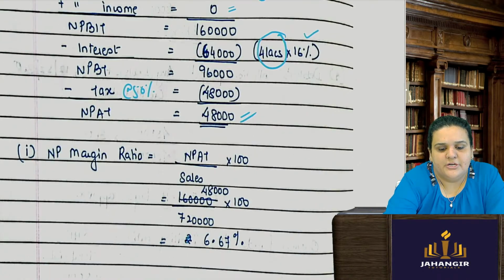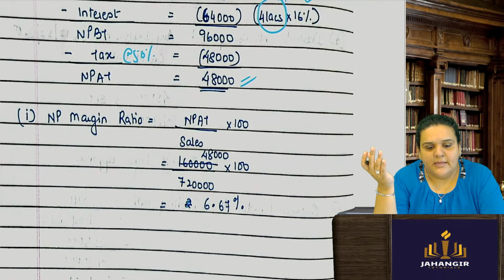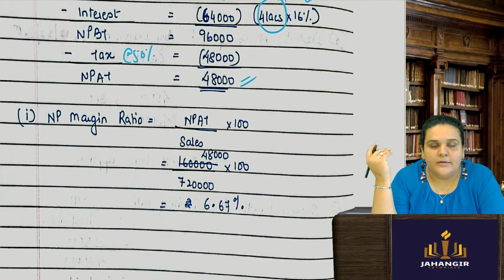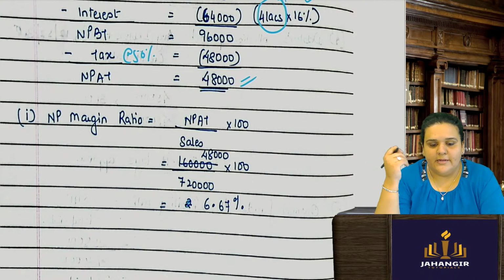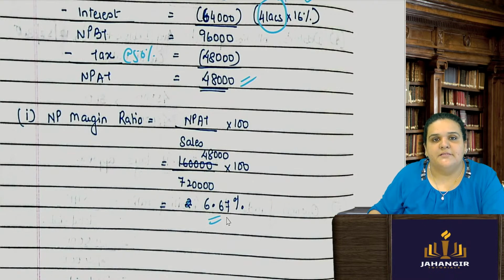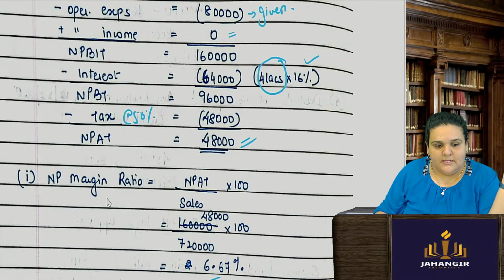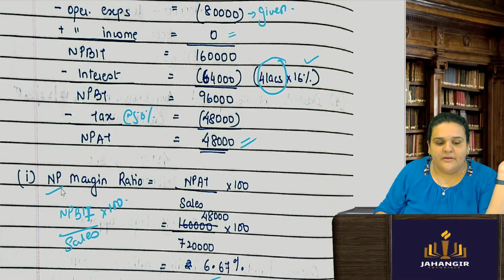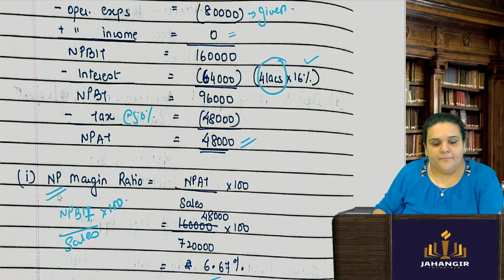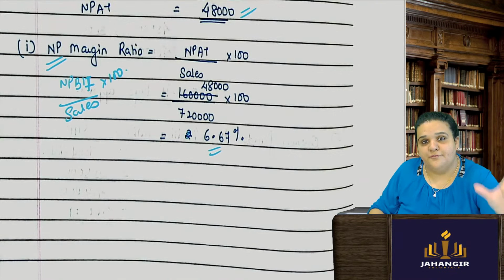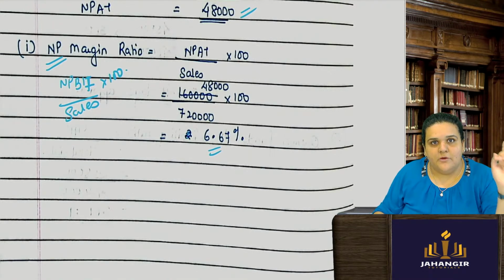So net profit margin ratio is net profit after tax upon sales into 100. Okay. So I have taken 48,000 upon 7,20,000 into 100, which is 6.7%. Net profit margin ratio can also be found on net profit before interest and tax. If you are taking NPBIT upon sales, that also can be done. But generally we take net profit after tax. Okay. Then you have to see your MCQs. Net profit margin ratio. Alright.